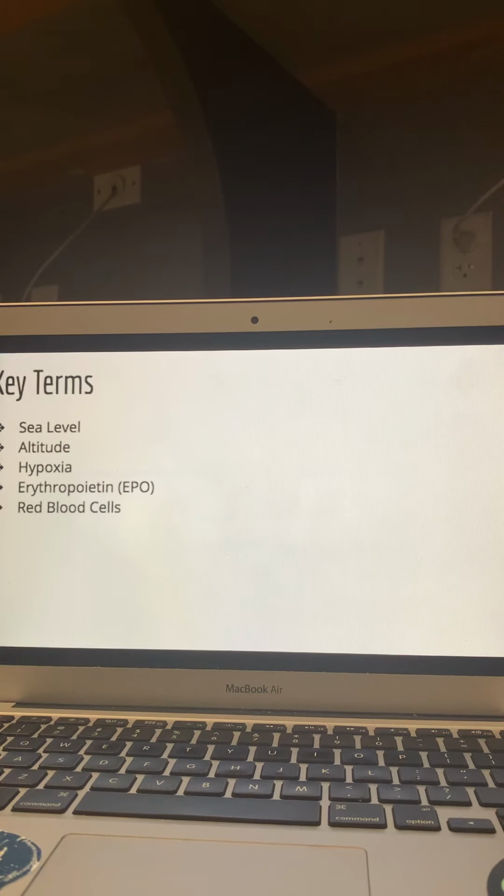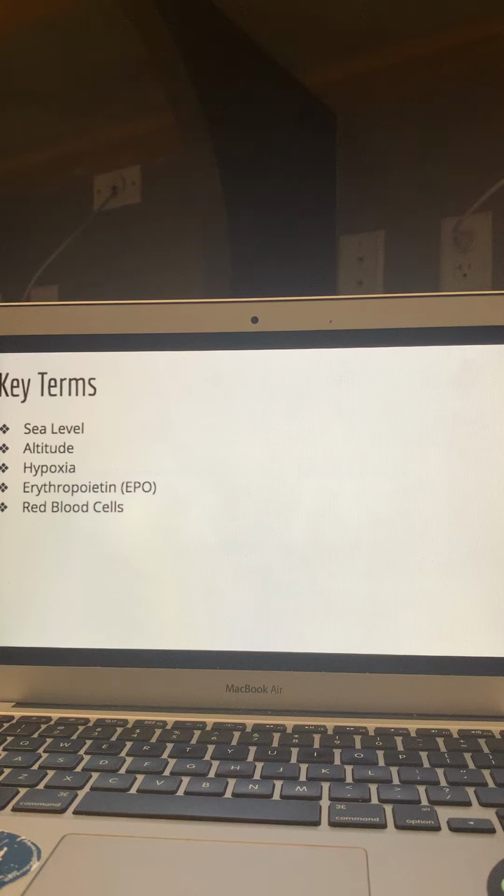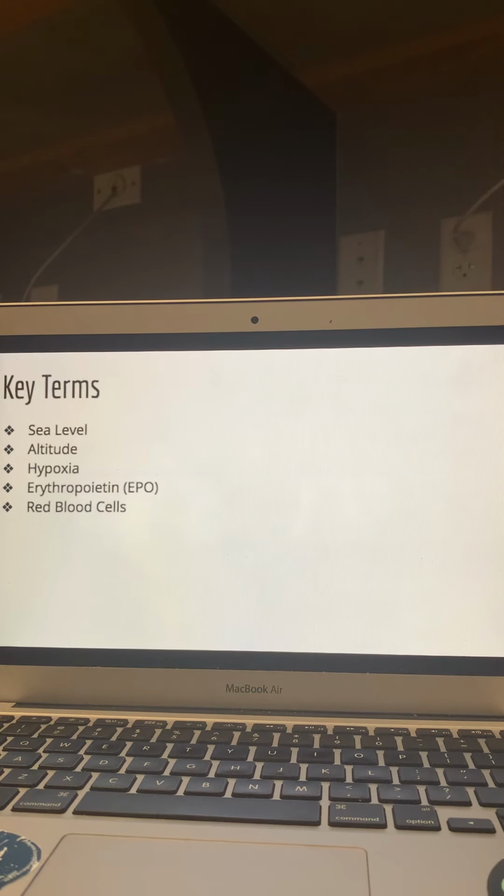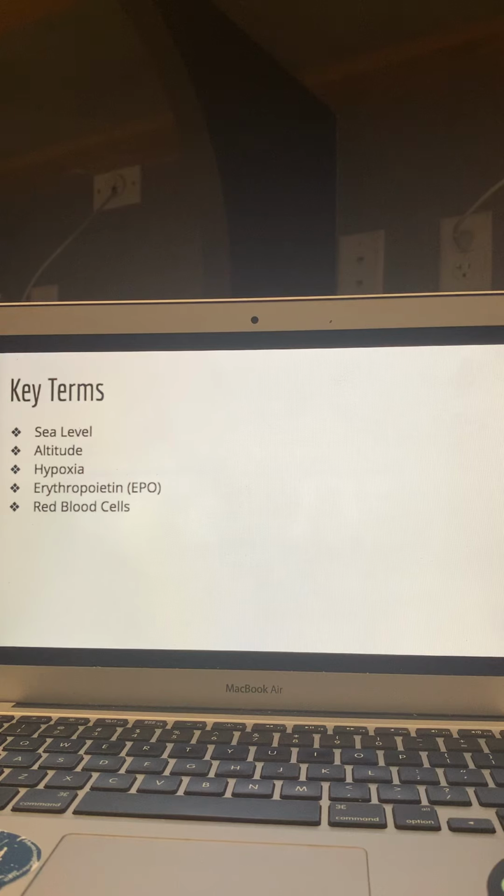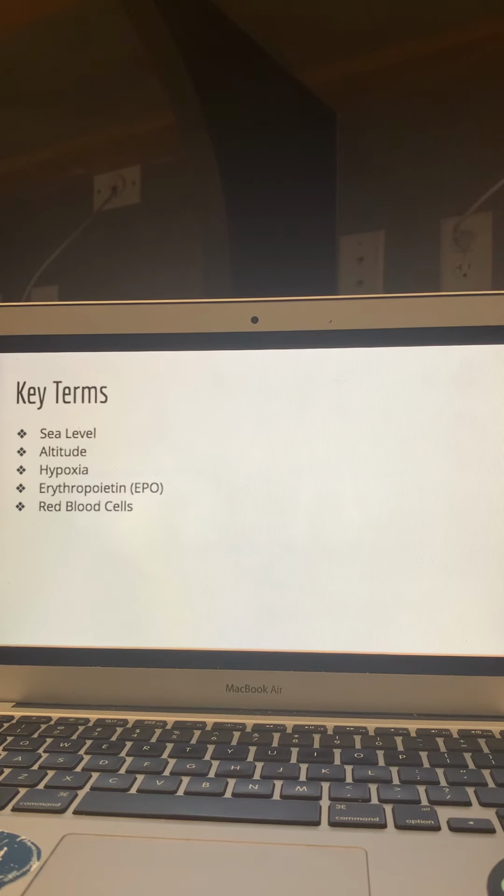So sea level is considered to be the base level for measuring elevation and the Earth's depth. Altitude is any elevation above sea level. Hypoxia is a condition where the body is deprived of adequate oxygen supply. EPO is produced and secreted by the kidneys, and it stimulates production of red blood cells, and then red blood cells are what carry oxygen.